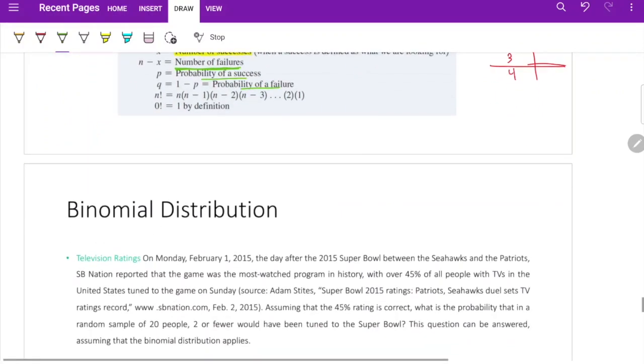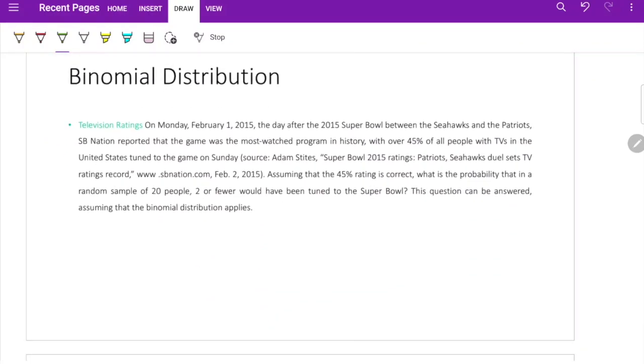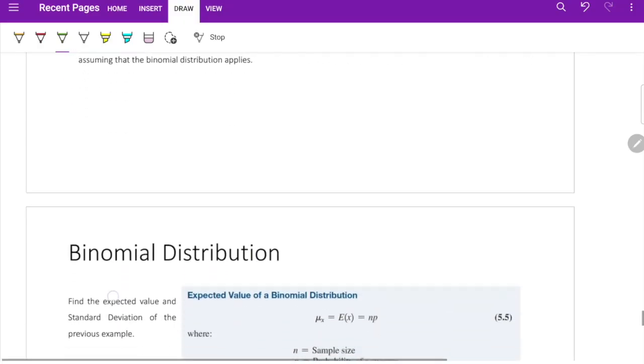We're going to do Excel here. We'll not use that one. So this example, I'm going to read it. I'm going to take it to Excel.